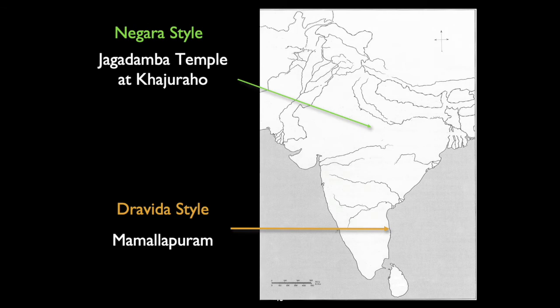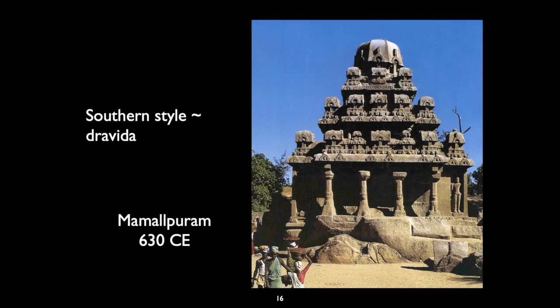So the Nagara style, we saw the Jagadamba temple at Khajuraho in the north. There is a southern style called the Dravida style, and we'll be looking at the Mamallapuram temple on the coast of India. Here is the Mamallapuram temple in the Dravida style.